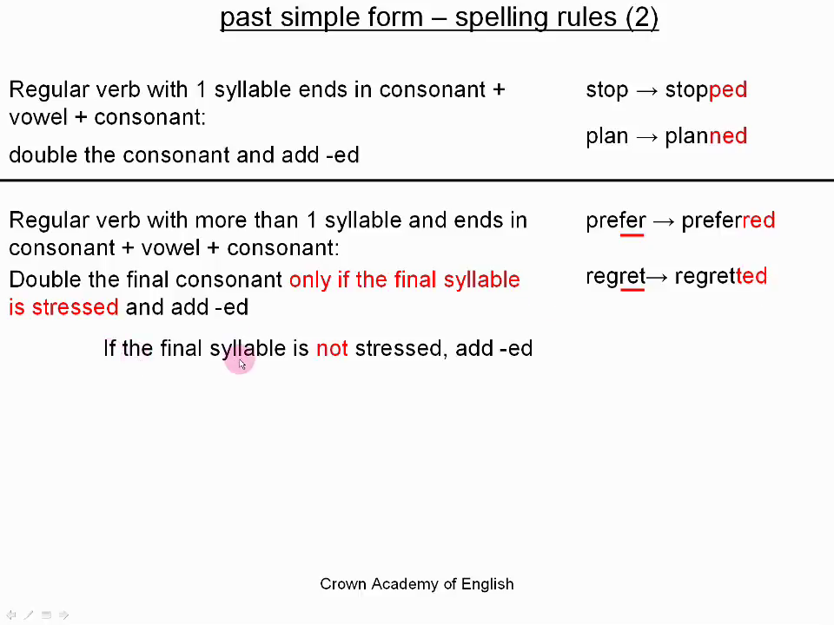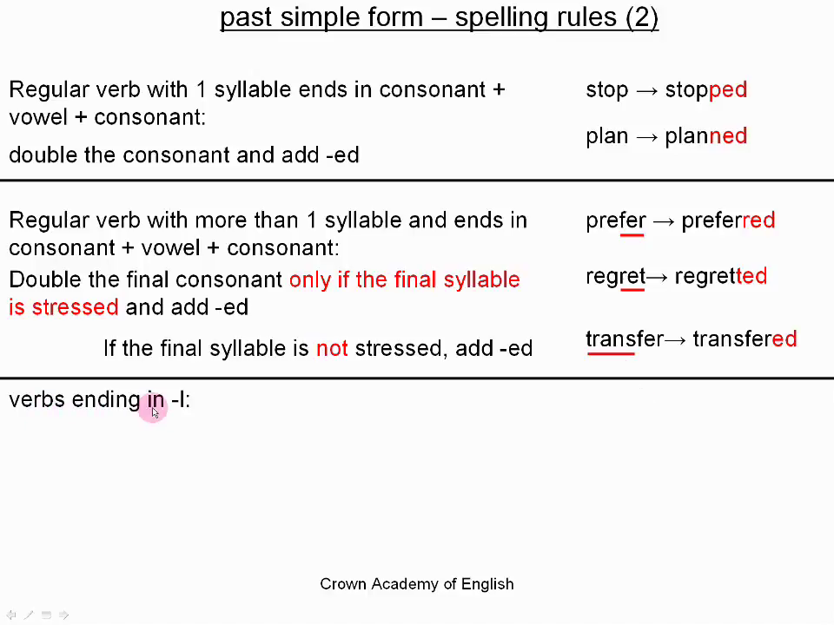And if the final syllable is not stressed, then we simply add ed. So, for example, transfer. Transfer, we stress the first syllable. So we do not stress the final syllable, and so we just add ed. We do not double the consonant.